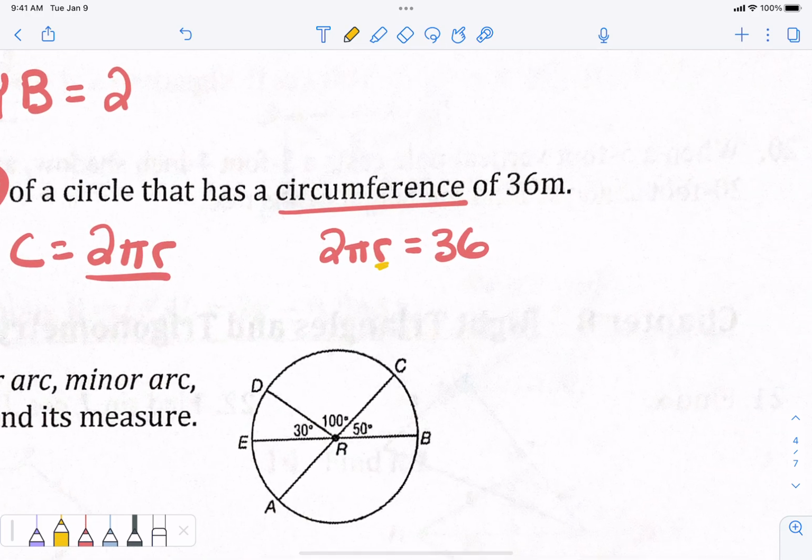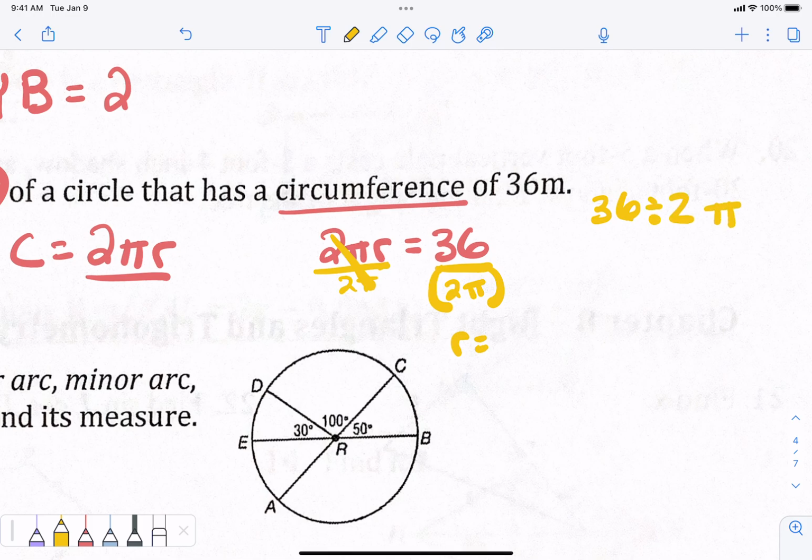And then they're just saying find the radius. So if I'm trying to get the radius by itself, I would just divide by 2 pi. It's all algebra, right? So the radius is 36 divided by 2 pi. Now, when you type this into your calculator, I know you're going to type it in wrong. Because if you just take 36 divided by 2 pi and don't put parentheses around the 2 pi, it's going to take 36 divided by 2, and then pi is times that. So it's going to do this first.